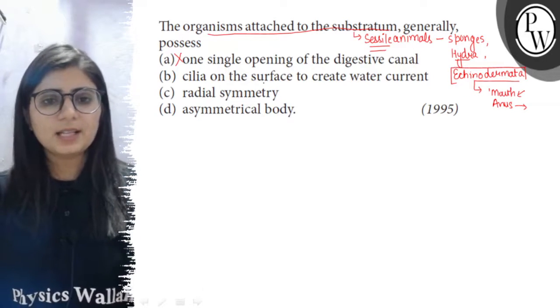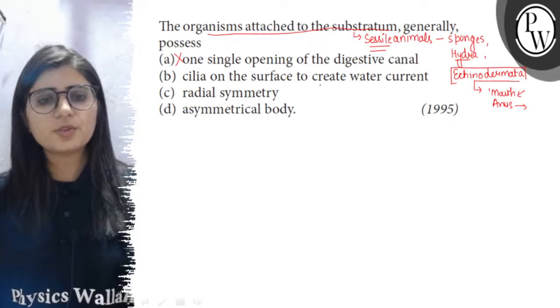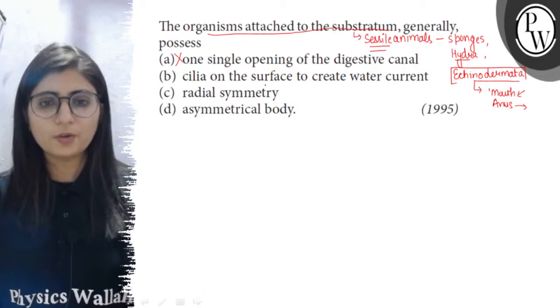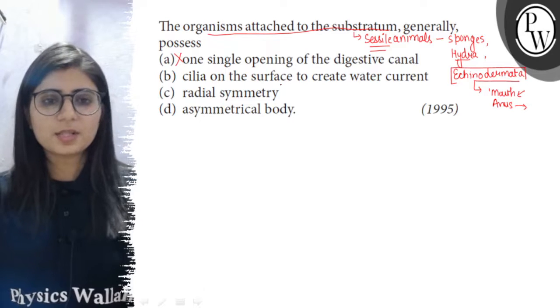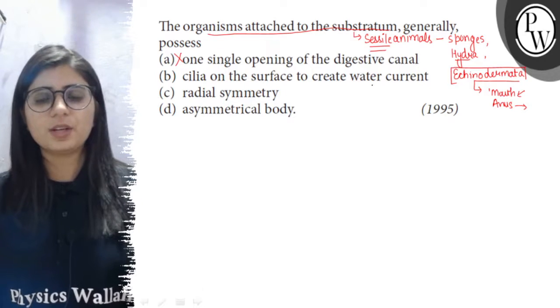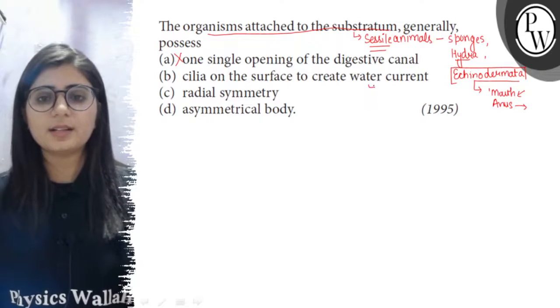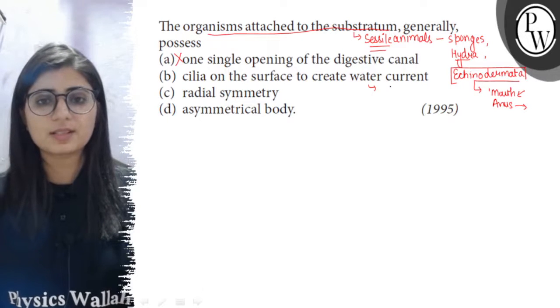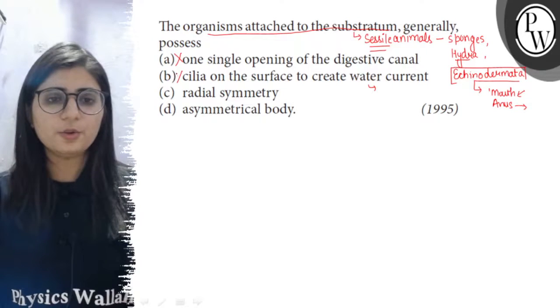Now the second is cilia on the surface to create water current. So this is true for some but not for all, because in echinoderms there are no ciliated structures to create a water current. Here the water current is maintained by the water vascular system. So this is not very true.